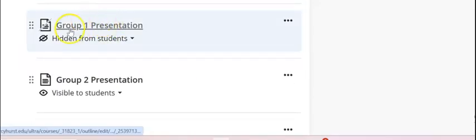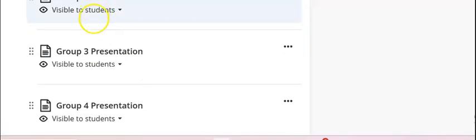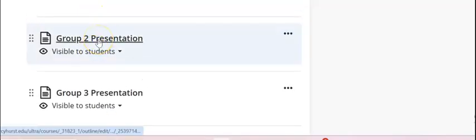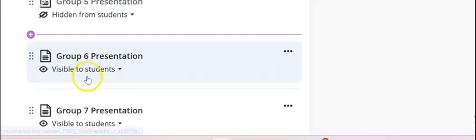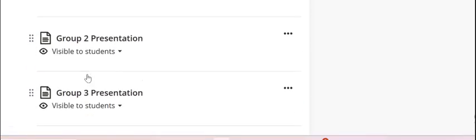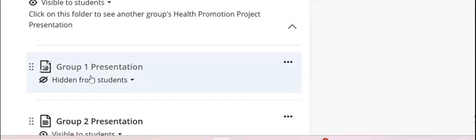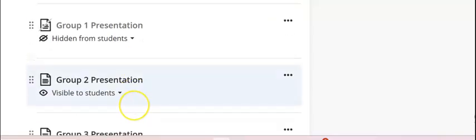There is no group 1, so you won't even see this. You're going to do group 2. So there's group 2, 3, 4, 6, and 7. There's going to be 7 links. Now, you do not choose which one you do. I'm going to tell you which one everyone's going to do to assure that every group is evaluated by another group. So in a minute, I'll tell you.